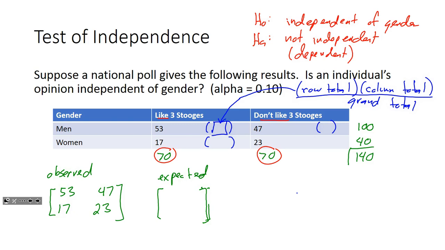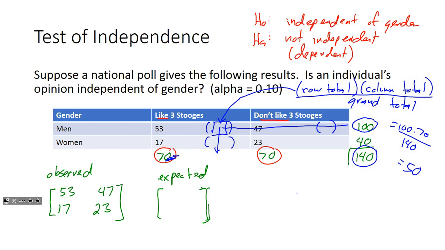So let's look at that figure there in the cell where we see 53. The row total would be the 100 here, the row corresponding to this. So that would equal 100. And then it would be times the column total. Well, to get the column total, you look down here. That column total is this 70 right here. And then you divide by the grand total of 140. And if you do that calculation there, you will find that it equals the 50.